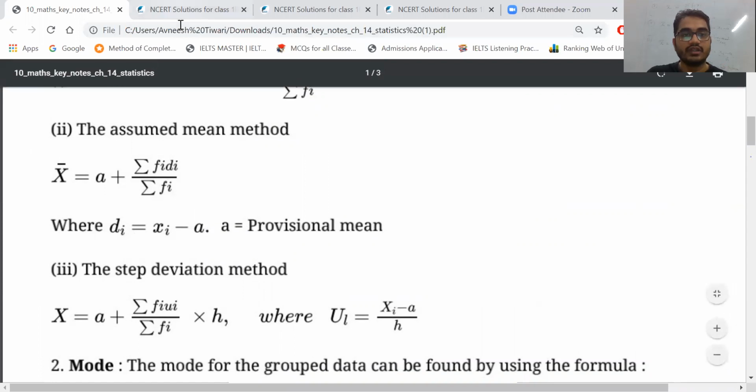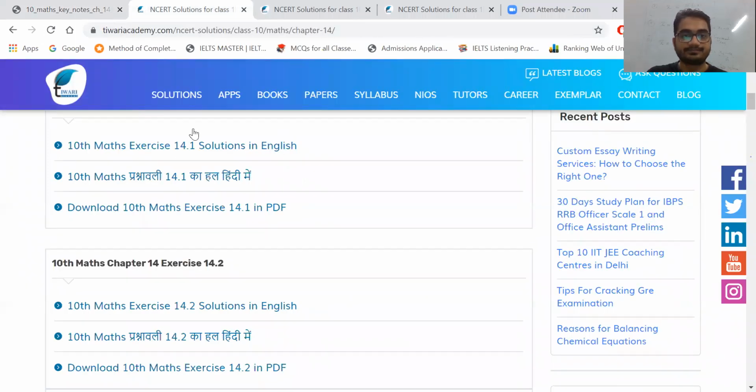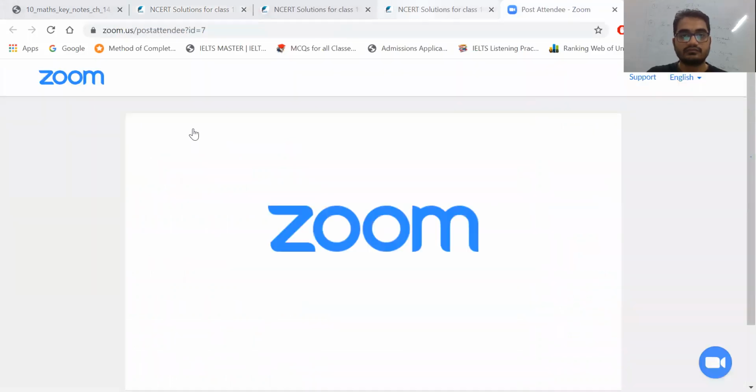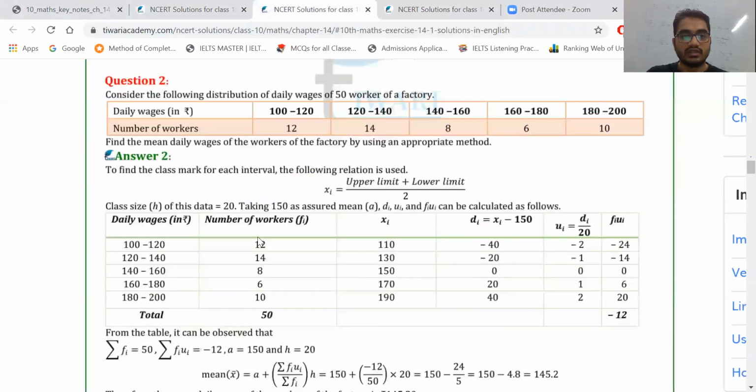Okay, now taking you to the solution page once again. Here is our question. Now it is a 120. So that is our class interval. In the first table you can see that is our class interval. This is the frequency. Now the frequency is 12, 14, 8, 6 and 10. Now first of all we'll find the class mark. Xi is what is called a class mark.